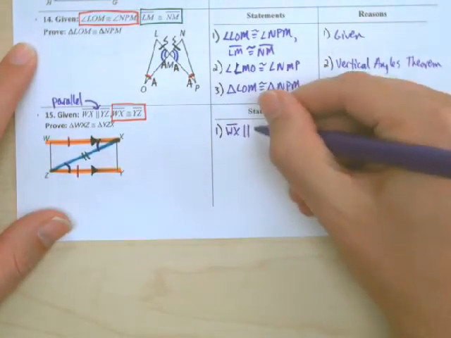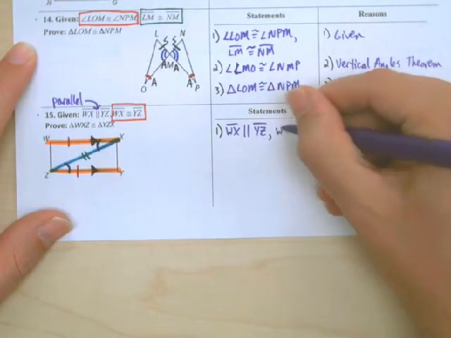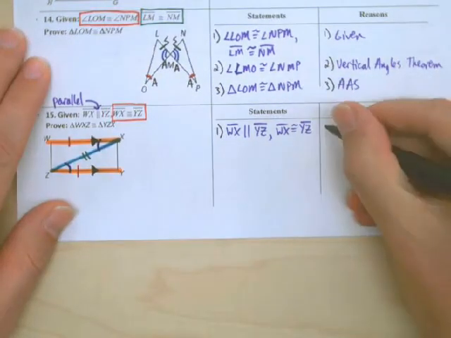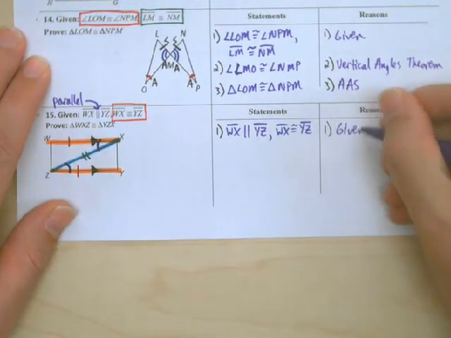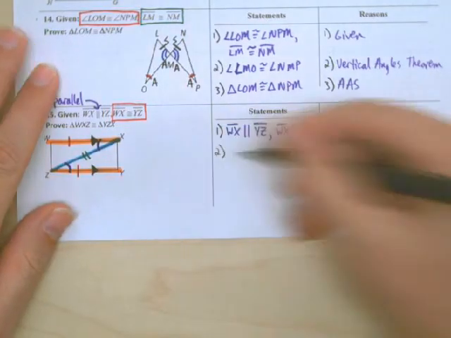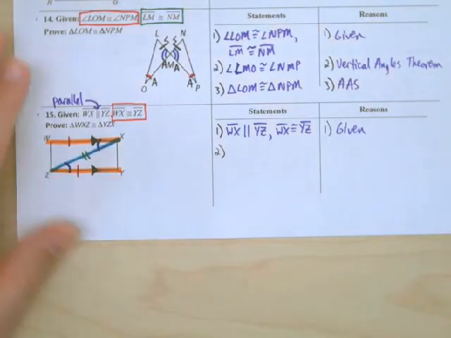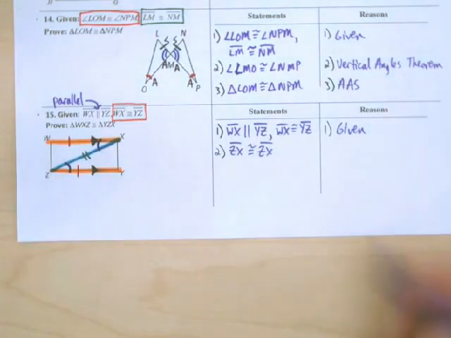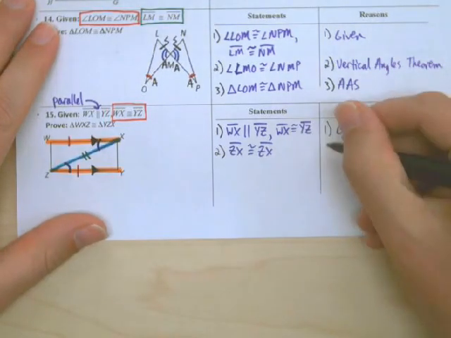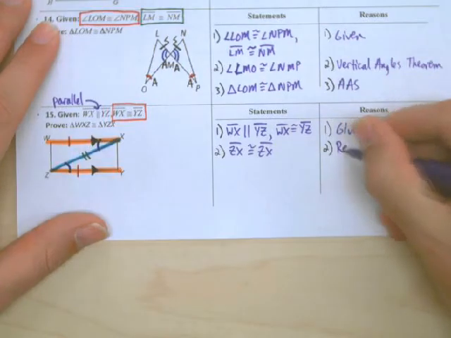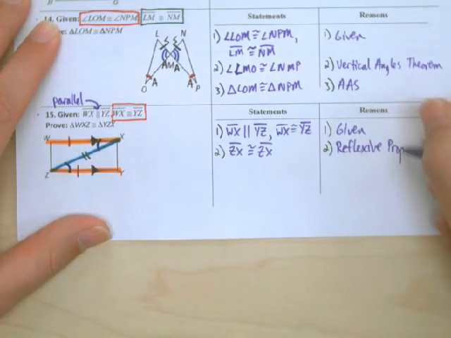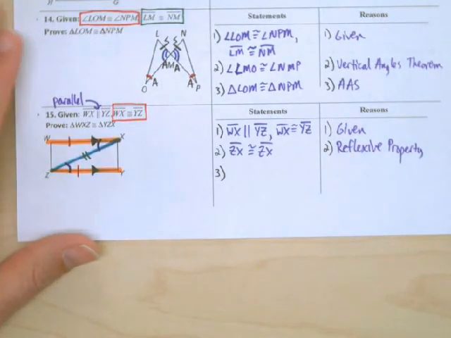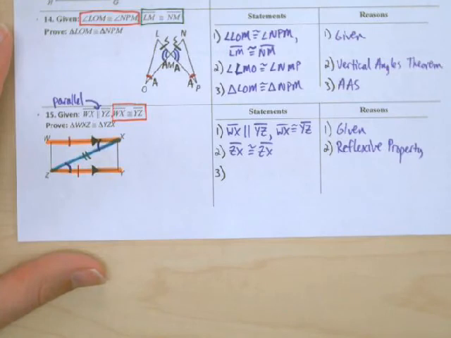The given information. Now going to talk about the shared side. ZX is congruent to ZX. Remember, we write it twice because it's a member of both triangles. And that is the reflexive property. Line 3, going to talk about the alternate interior angles. Going to use 3 capital letters to be on the safe side.